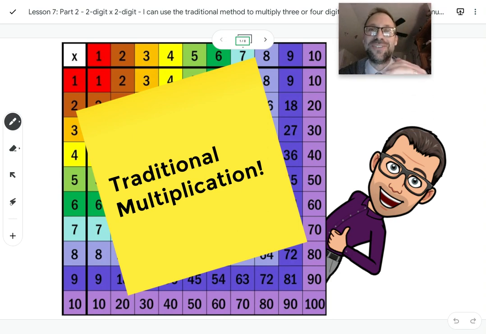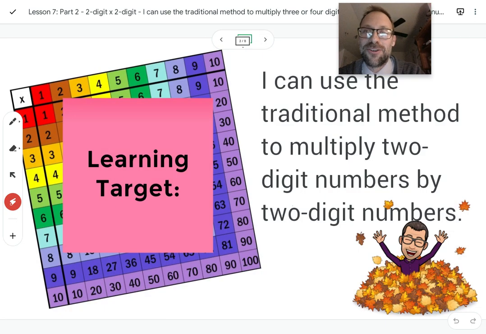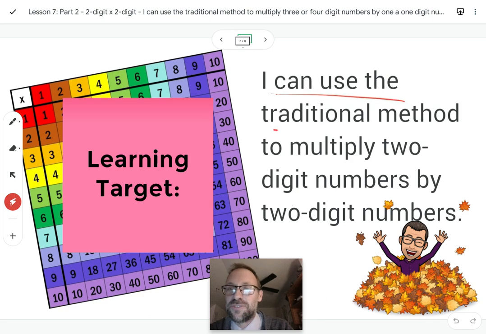Hello, welcome to today's lesson on traditional multiplication, a continuation of yesterday's work. Our learning target today is: I can use the traditional method to multiply two-digit numbers by two-digit numbers.